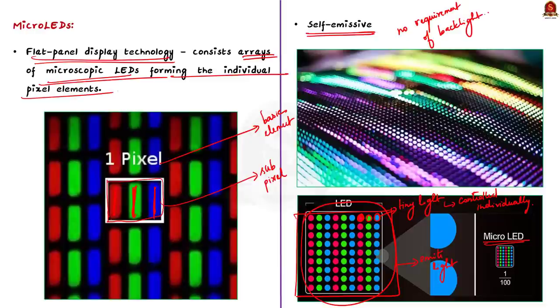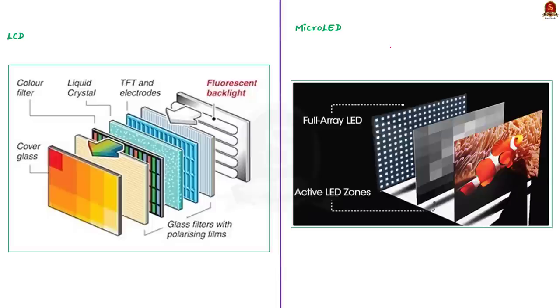Don't bother about the big technical words and all. They are self-emissive and they do not require separate backlighting. If you still cannot understand what I'm saying, just try to grasp this idea. See, LCD based displays get white light from a backlight, and this light passes through LCD pixels and then through a color filter, which allows us to see the colored image. But this micro LEDs are self-emissive in nature. They do not require a backlight.